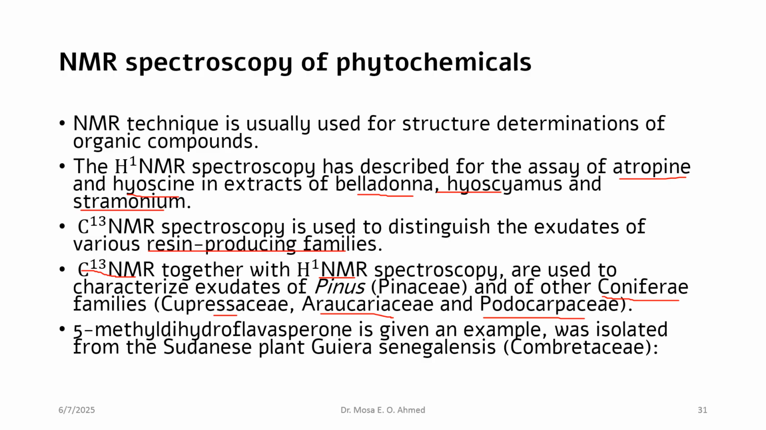In this lecture, we talk about identification of 5-methyl dihydroflavasperone, a compound isolated from a Sudanese plant known as Guiera senegalensis, family Combretaceae. It is given as an excellent example for application of proton NMR and carbon 13 NMR for identification of natural products.